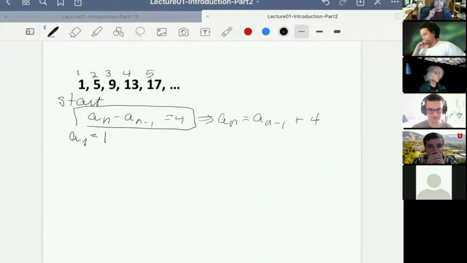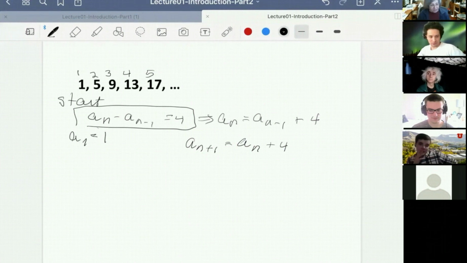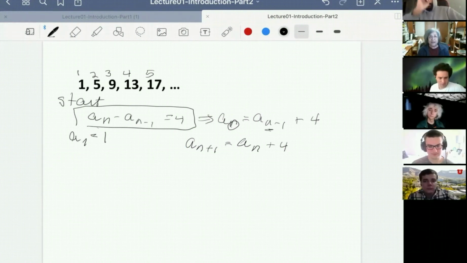Now, let me tell you that it is very possible, instead of saying A sub n is equal to A sub n minus 1 plus 4, it's totally okay to say A sub n plus 1 is equal to A sub n plus 4. What we've done there is wherever we see an n here, we put an n plus 1. So over here we'll have n plus 1 minus 1 is A sub n. So both forms are totally fine when you're working with sequences.